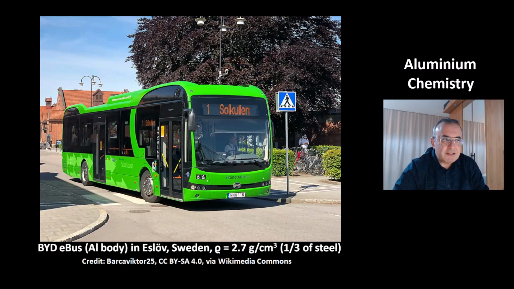This bus shows you one of the advantages of aluminium. That's the BYD electric bus in Eslöv, Sweden. And if you want to make an electric bus, you want a big range. But this means you need a big heavy battery, so you have to find ways to make the other parts lighter. And using aluminium is a good strategy because of its low density of just 2.7 grams per cubic centimeter. That's just 1/3 of steel.